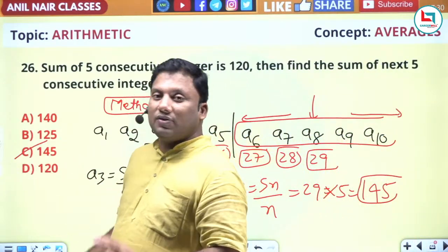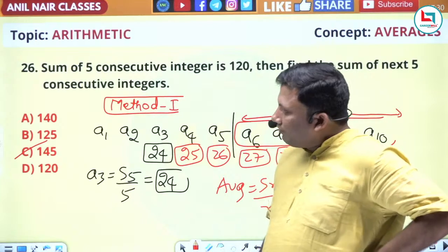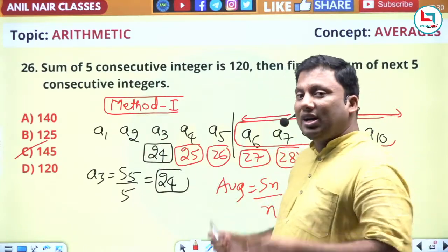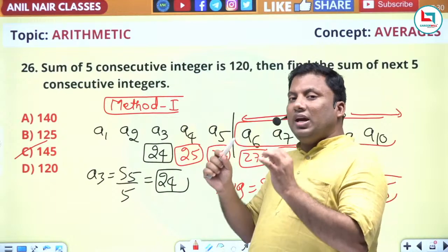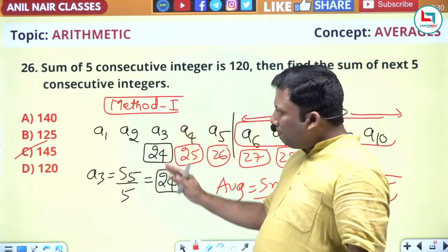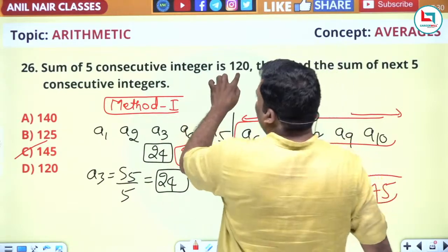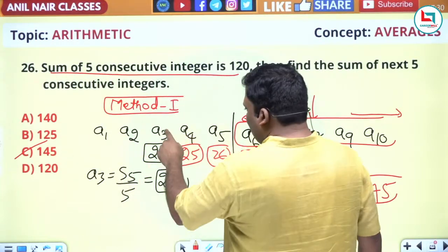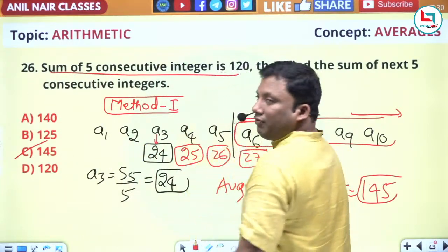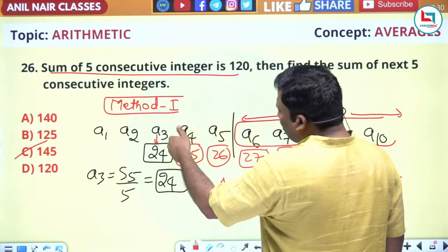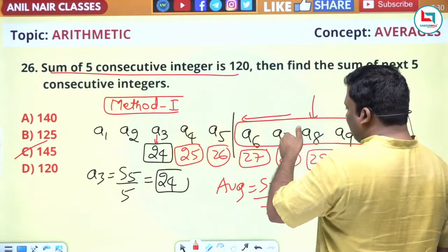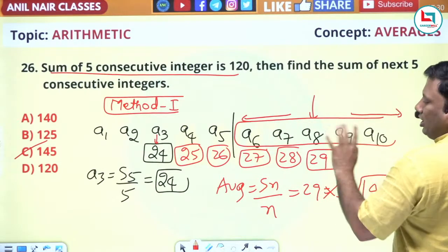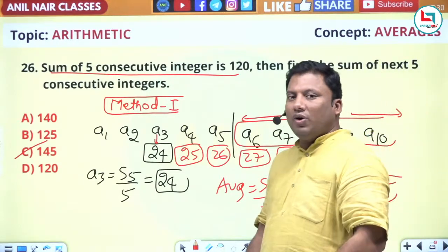Most of the students will just solve like this. They will understand it and move on. Let us understand the behavior by taking some examples. I hope it is clear, right? Sum of 5 consecutive integers, 2 to the left, 2 to the right, middle value is 24. They are all consecutive: 25, 26, 27, 28, 29. Next 5, 2 to the left, 2 to the right, 29 into 5 is 145.